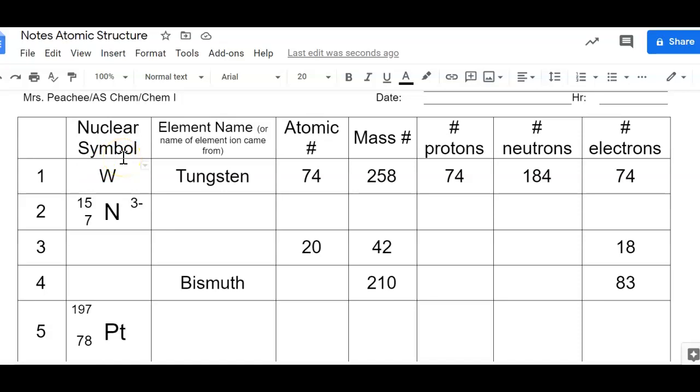Now, I'm going to put my mass number and atomic number in. My mass number is going to be a superscript, so I'm going to hold down the control and hit the period button. It's going to go up, and 258. And then I'm going to hit space and then hold down the control button and hit comma. That's going to be a subscript. That's going to be a 74.